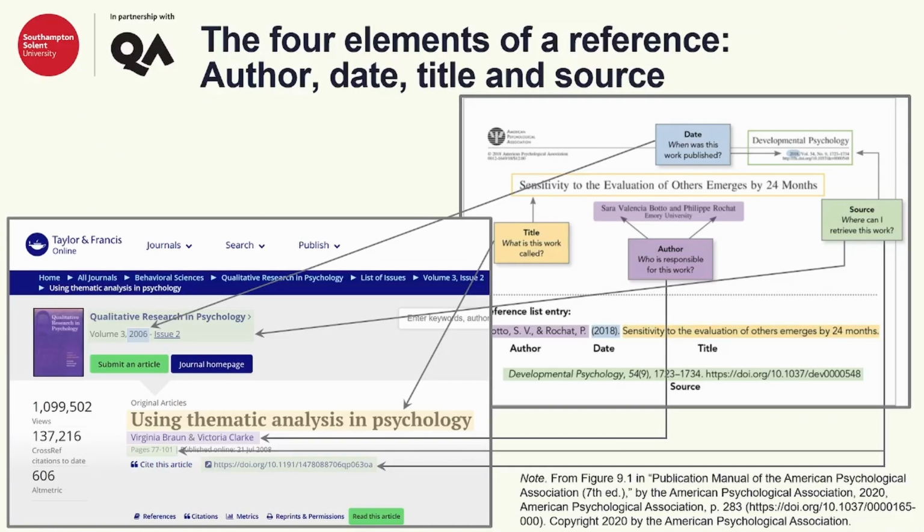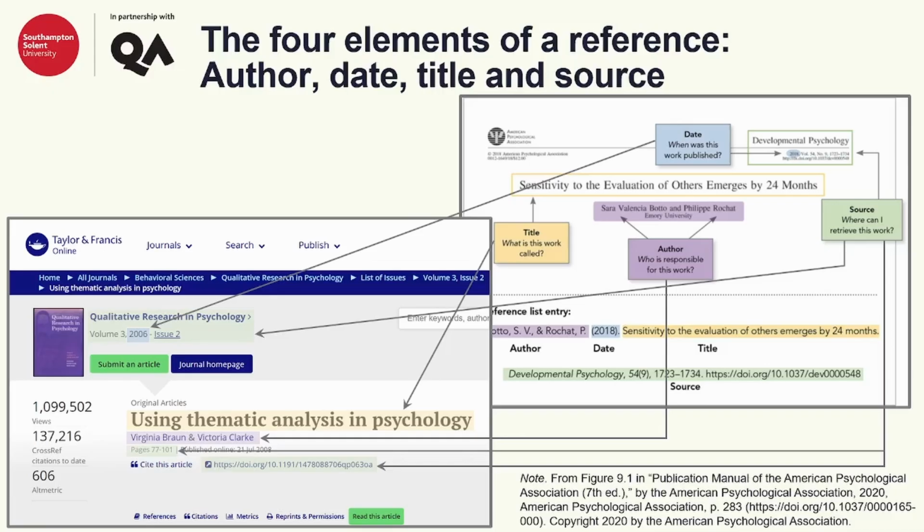Most APA references can be understood through four main elements, which are the author, the date, the title, and the source. The author answers the question, who is responsible for writing this work? The date answers the question, when was the work published? The title answers the question, what is this work called? The source answers the question, where can this work be retrieved?